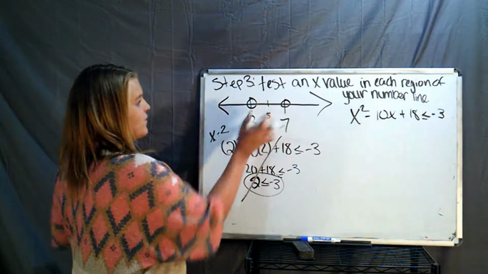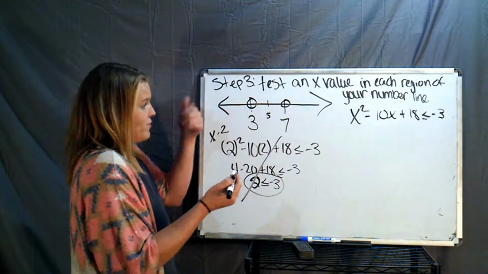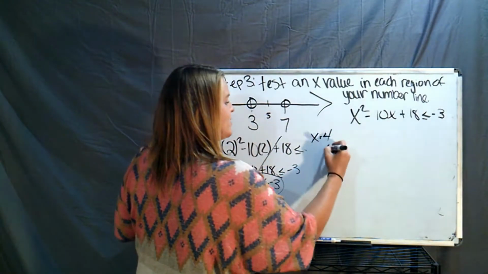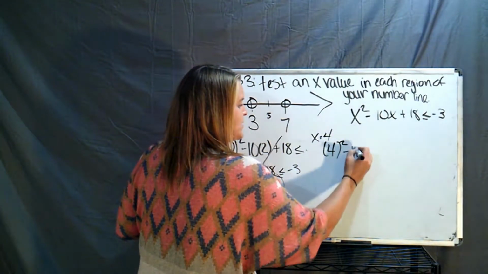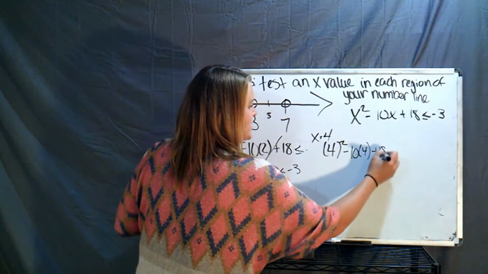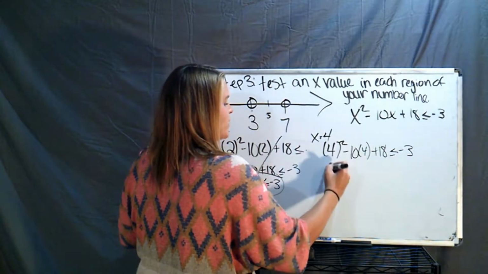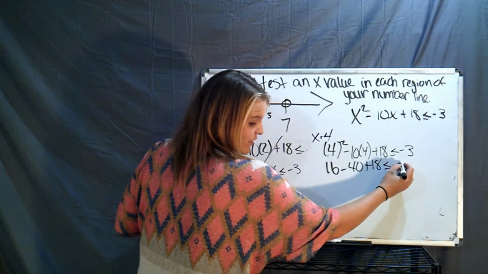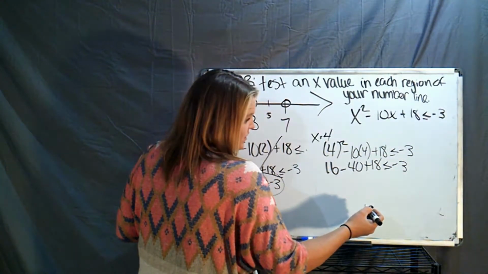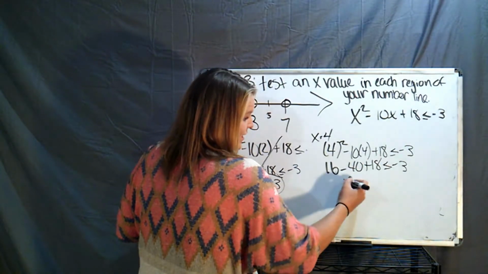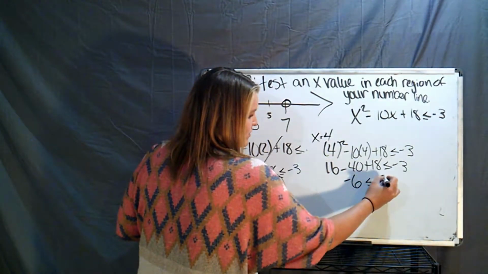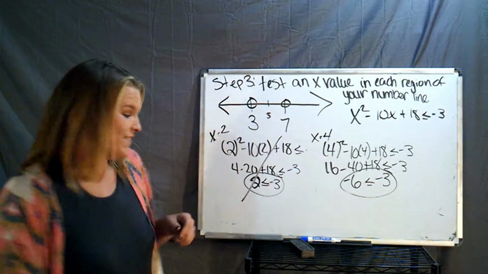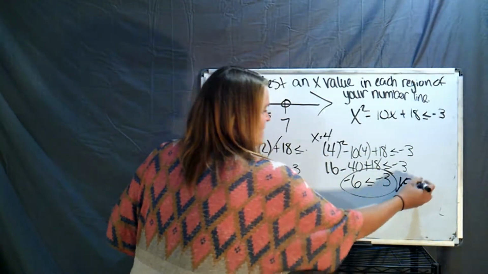Then we need to test something from this region. I'm going to go with 4, 1 to the right of 3. I'm going to go with x equals 4 and plug my 4 in. So we'll have 4 squared minus 10 times 4 plus 18 is less than or equal to -3. 4 squared is 16, minus 40 plus 18, will give us negative 6 is less than or equal to negative 3. Is this one true? Yes, negative 6 is less than negative 3. So this one is a yes.